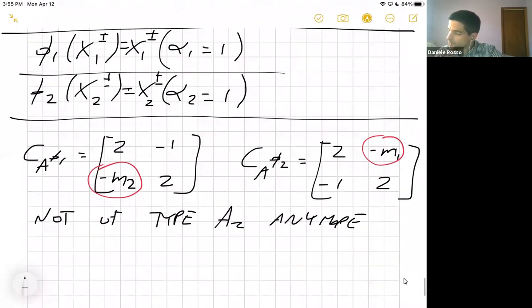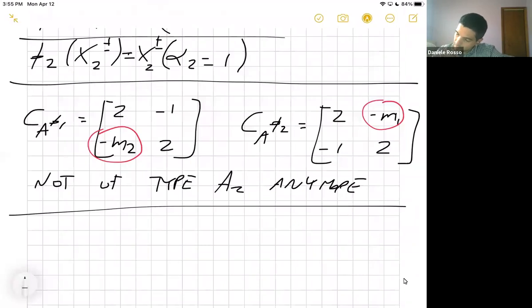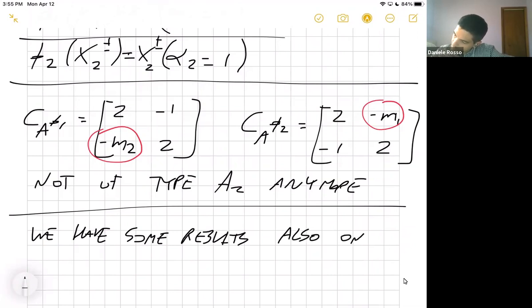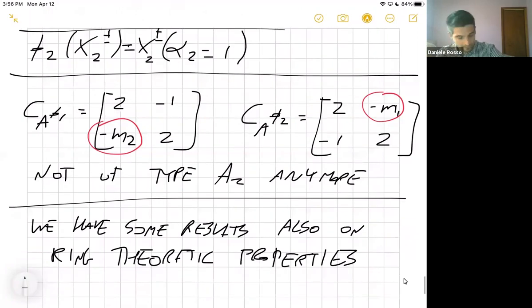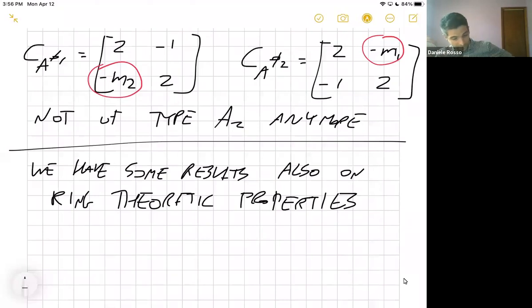Okay, and I think I'm out of time, so I'm just going to say that we have some results also on ring theoretic properties of these in these specific cases. Like Noetherian properties, Auslander-Gorenstein, Gelfand-Kirillov dimension, Weyl dimension, and we can also say something about restriction of weight modules.